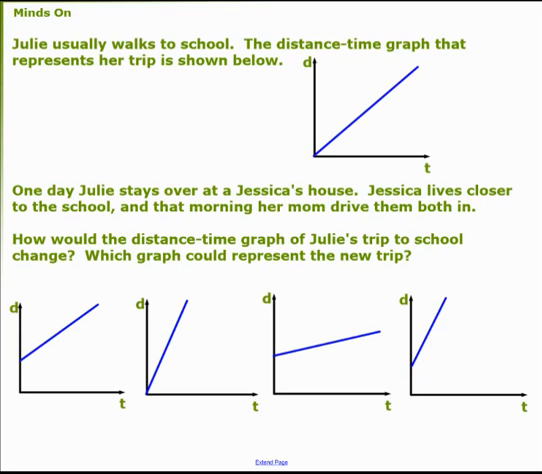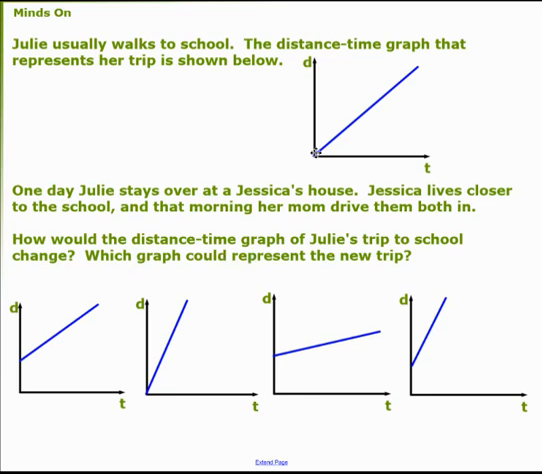All right, so Julie usually walks to school. The distance time graph that represents her trip is shown here. One day, Julie stays over at Jessica's house. Jessica lives closer to the school, and that morning, her mom drives them both. So, how would the distance time graph of Julie's trip to school change? Which graph would represent it better?